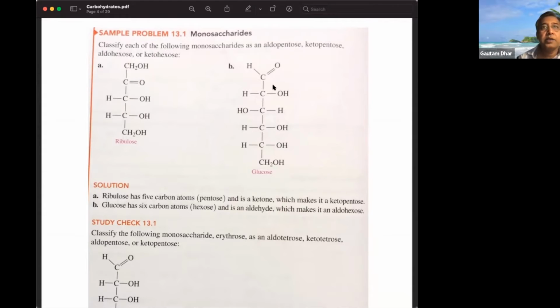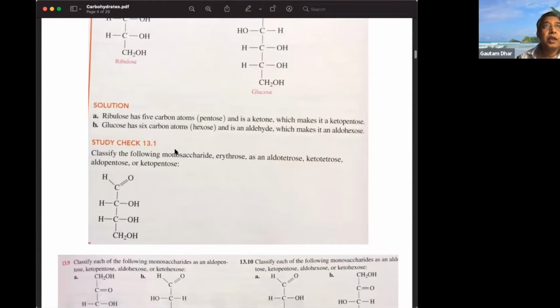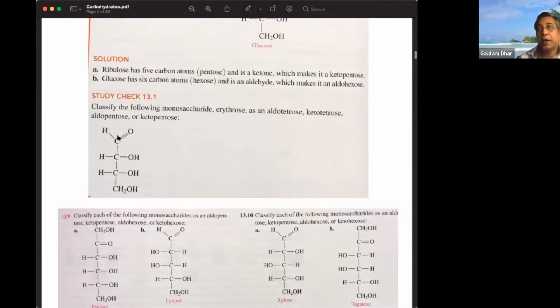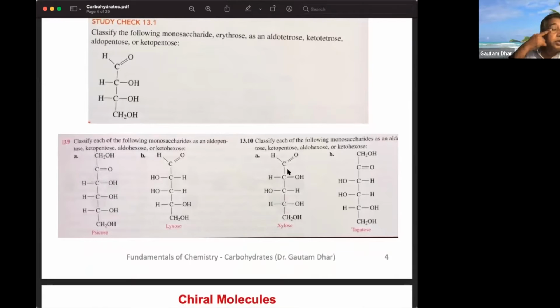And the next one is an aldohexose, because there's an aldehyde and a hexose molecule, glucose. So aldohexose. For this one, it is 1, 2, 3, 4. So this is a tetrose, but of the aldehyde type. So aldotetrose. And then you can work on this too.